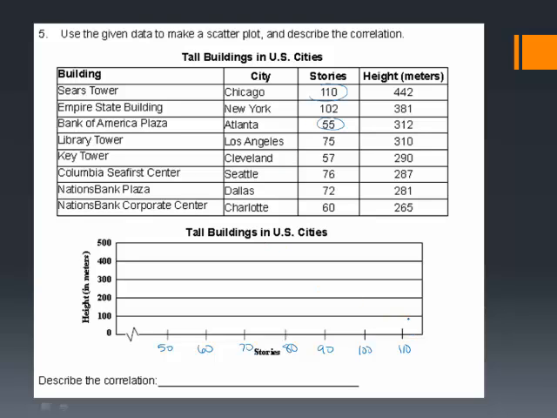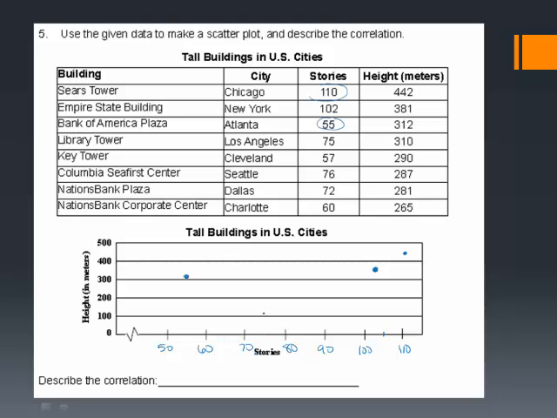So at 110 stories, the Sears Tower is 442 meters. Well, 450 would be right in the center, so I'm going to go just below the center of 400 and 500. 102 will be not quite, here's 105, so 102 is going to be not quite halfway between there. I have 381 meters, so between 300 and 400. 55 is halfway between 50 and 60 at 312 meters, so just above 300.